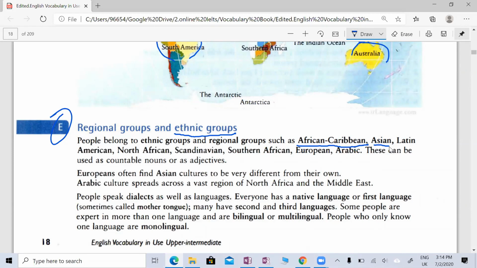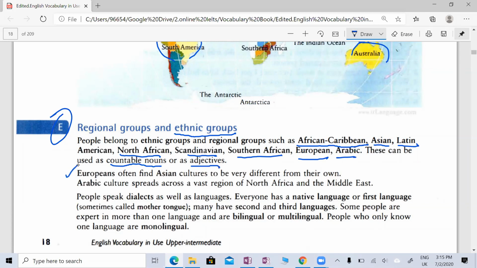Or you can go into further detail. Being more specific, you can say South Asia. I mean, in Asia, you go deeper into the South region, and you will understand which country he belongs to. Then we have Latin American, North American, North African, Scandinavian, South African, European, or Arabic. These can be used as countable nouns or as adjectives.